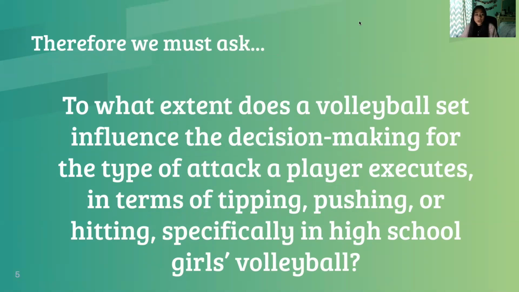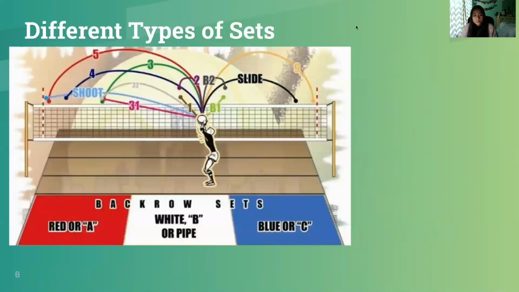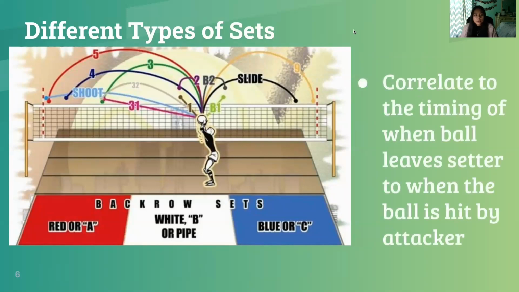In particular, I will be studying the different success rates of three types of sets: shoot tempo, fourth tempo, and fifth tempo. The types of sets that will be examined in the study are for the outside position, which will be one low tempo, medium tempo, and high tempo, depending on the height and speed of the set. Tempos all have different names, all correlating to the timing of when the ball leaves the setter's hands to when the ball is hit by the player.